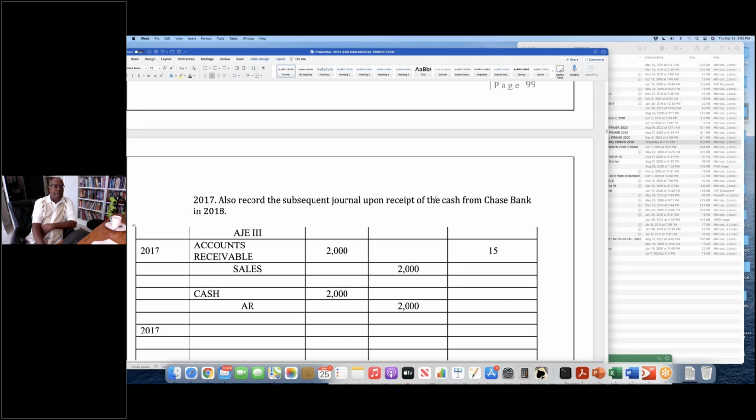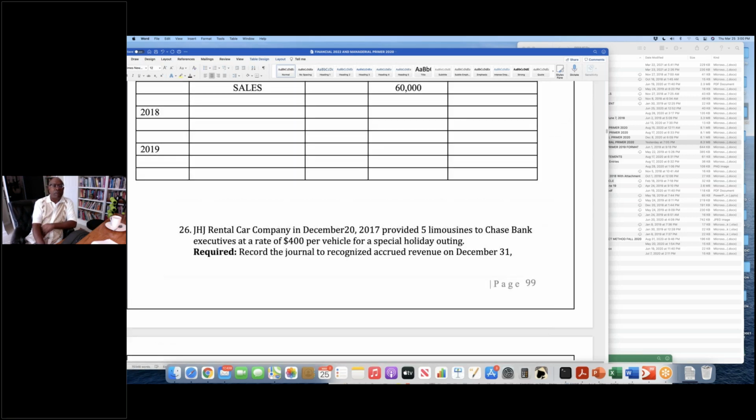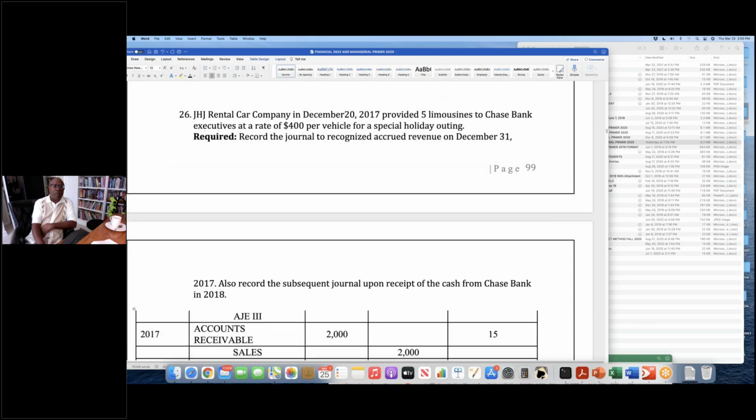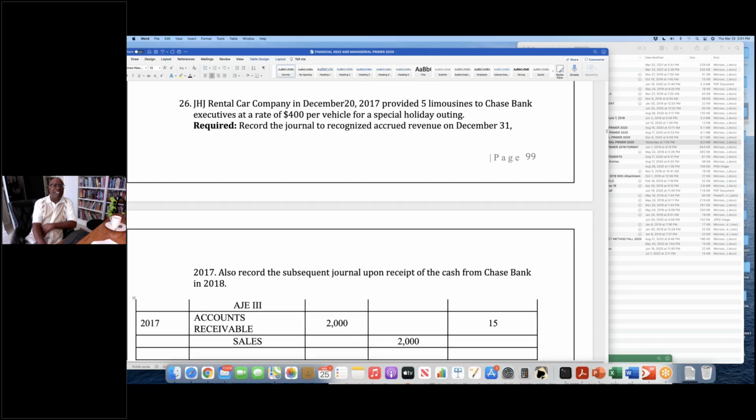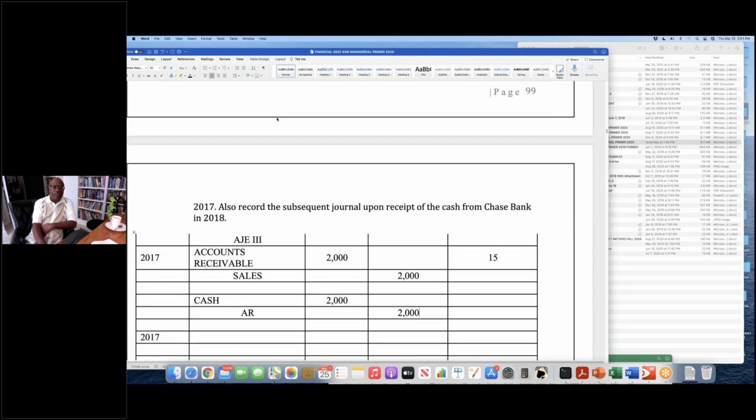The same thing we've been doing. You do the work, you provide the limousines. You know, unearned corporate income. Remember that? This is a type of unearned corporate income. Debit receivables, credit sales, and we get the cash. We're going to debit cash and credit accounts receivable. This is the adjusting entry.